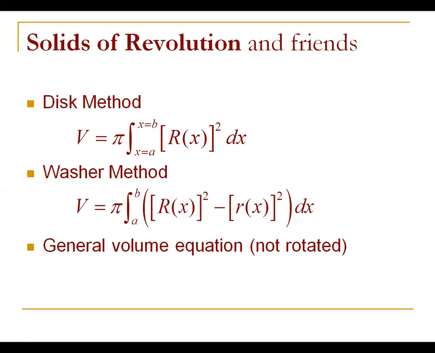Now, I will tell you, here, the most common mistake I see is that instead of doing pi big R squared minus little r squared, they do pi quantity big R minus little r quantity squared.